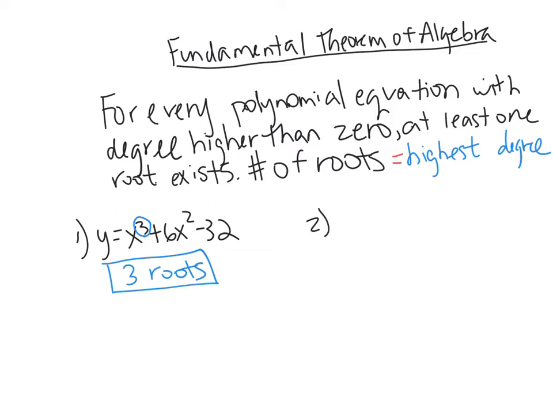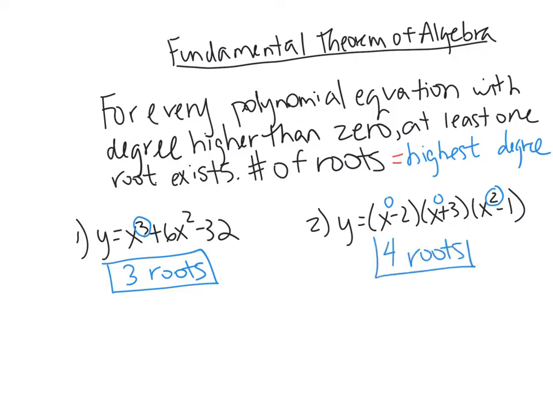So if we look at a different example, what if we have it in a factored form? What if we have x minus 2 times x plus 3 times x squared minus 1? Again, if we were to factor this out, how many total x's do we have? We have 2, 3, 4, right? Okay, so you're going to have a total of 4 roots.